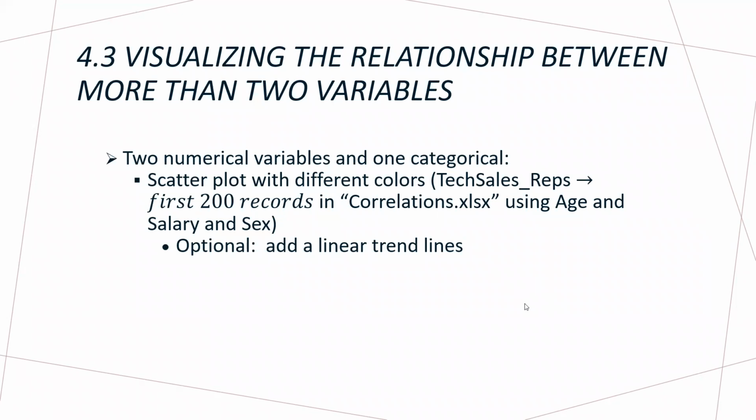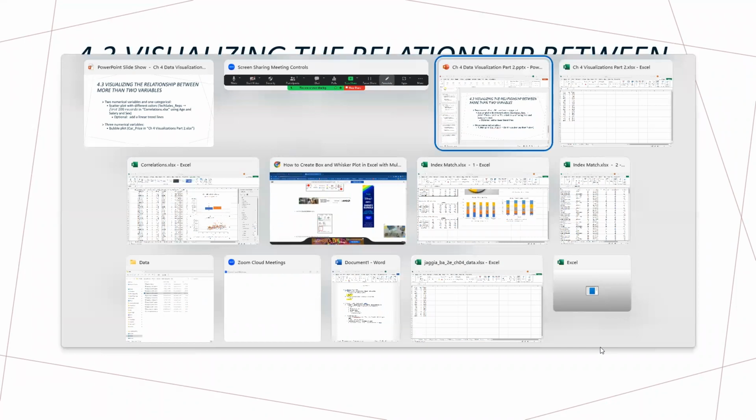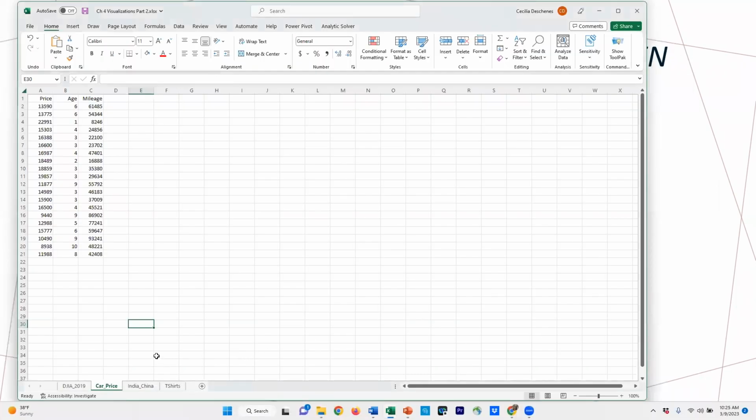So now that we've looked at that, the next thing that we want to consider is if you have 3 numerical variables. And for that, a good technique is to use a bubble plot. And for that, I want to show you that using the car price data that's in the Chapter 4 Visualizations Part 2 Excel file. So let's go over to that data. And it looks like this. You have price, the age of the car, and the mileage.